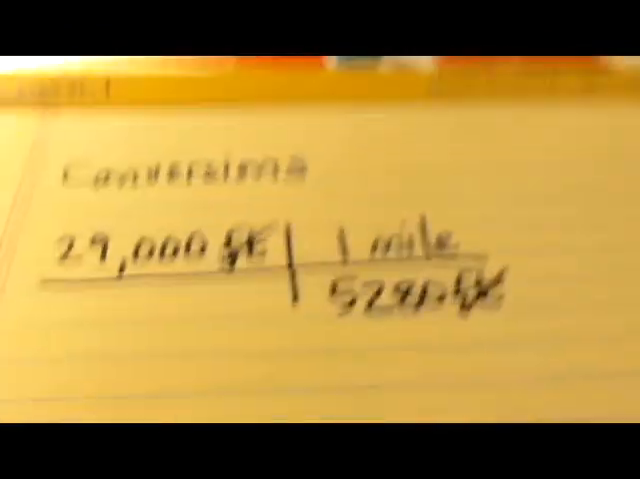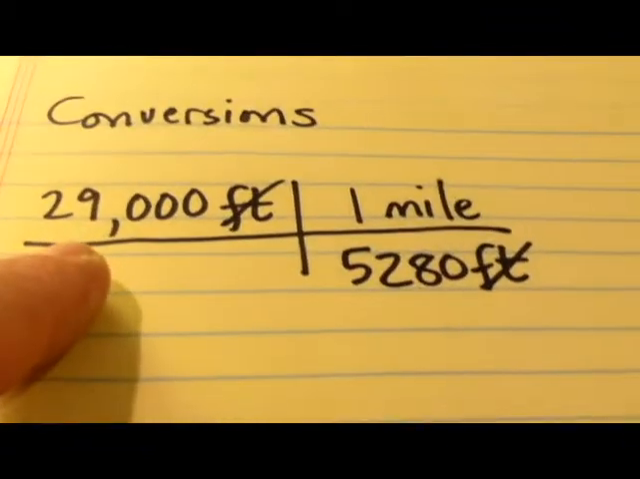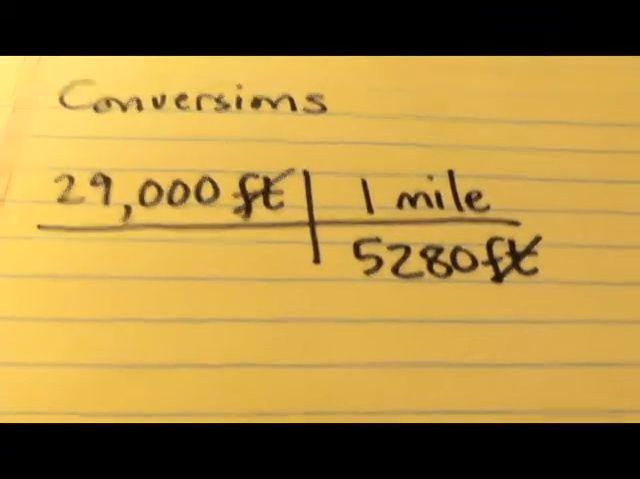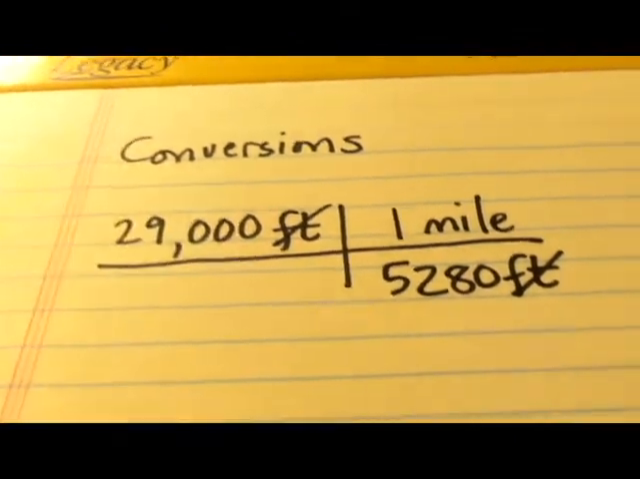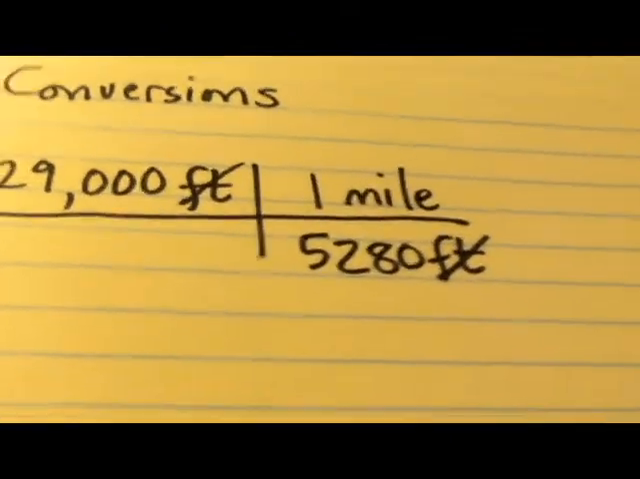That's in the numerator. So to make this calculation, all you have to do on your calculator is take your 29,000 and divide it by 5,280. When I do this on my calculator, I get about 5.5 miles.